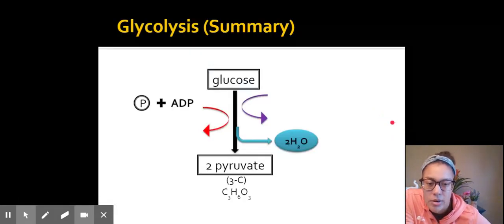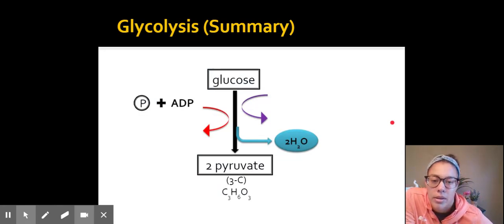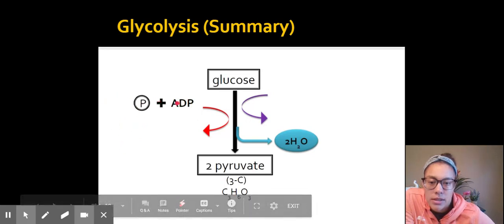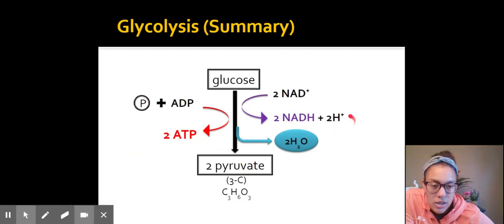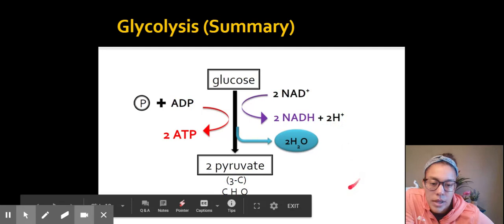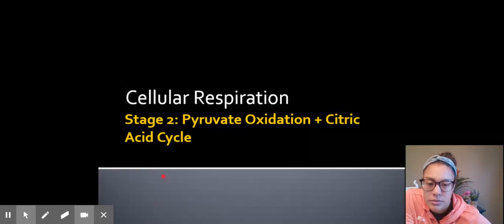So here it is in summary, the very basic process for glycolysis. And then we kind of want to fill in the blanks, right? So we have this added together. We're going to have 2 ATP produced out here, and then 2 NADH over here, and our water molecule. And then we have our 2 3C molecules called pyruvate in the end as they are broken down. All right.